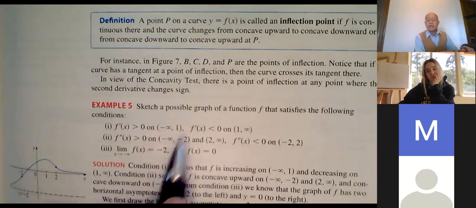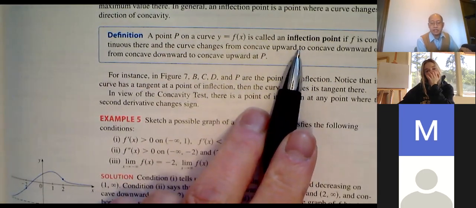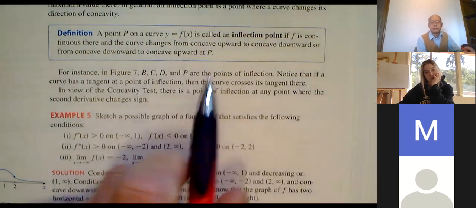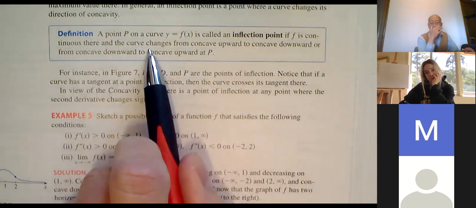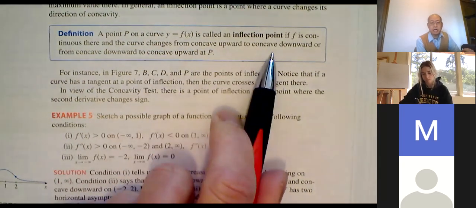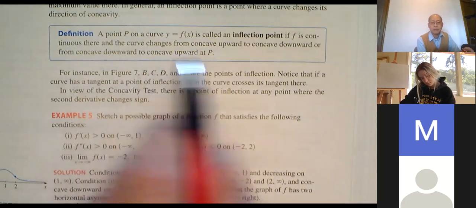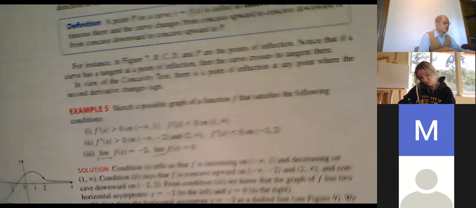Page 297, inflection point. Sometimes we say point of inflection. What is an inflection point? The function is continuous. The curve changes from concave up to concave down, or vice versa, from concave down to concave up. An inflection point is a change in concavity. I'll give you some examples here.